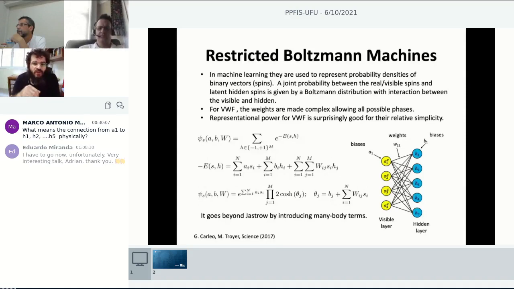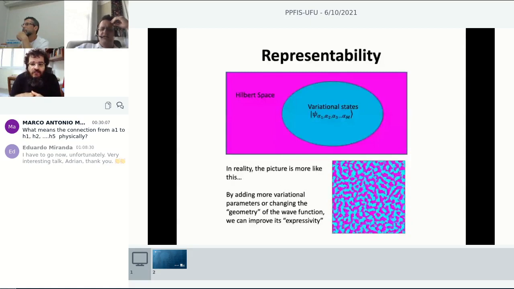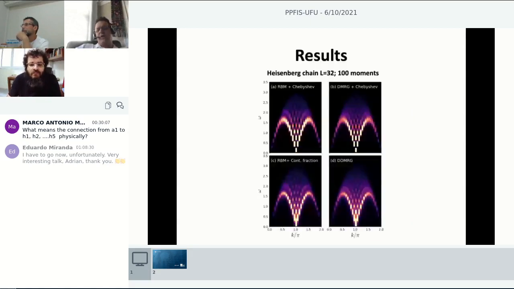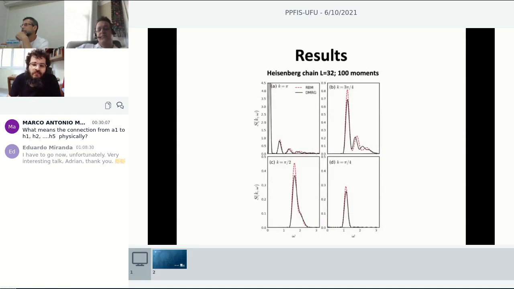The question is maybe, I'm not sure if it's a good one. Now you compare your result with something you know. How far can you go, like a larger chain, using the same machine learning machinery? That's a good question. So for these, they are basically proof of concept benchmarks. They are not state-of-the-art calculations.